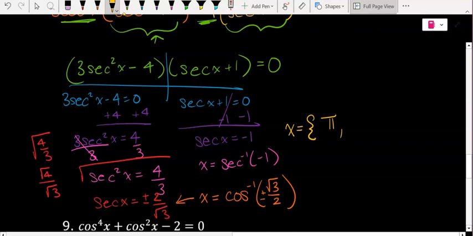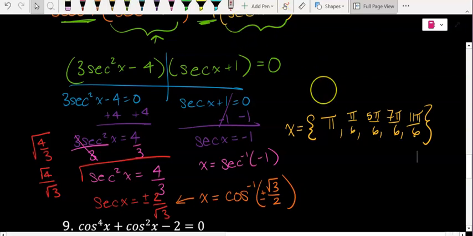And then cosine equals square root 3 over 2 at pi over 6 and 11 pi over 6, and it equals negative square root 3 over 2 at 5 pi over 6 and 7 pi over 6. So my answers are pi over 6, 5 pi over 6, 7 pi over 6, and 11 pi over 6. And there we go. I'm done here. So that would be my final solution for this one.